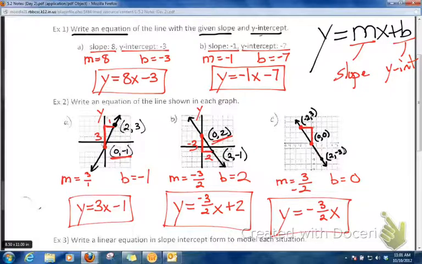So those should have hopefully been pretty easy. Just simply find your slope and your y-intercept and plug them into this equation for m and b.